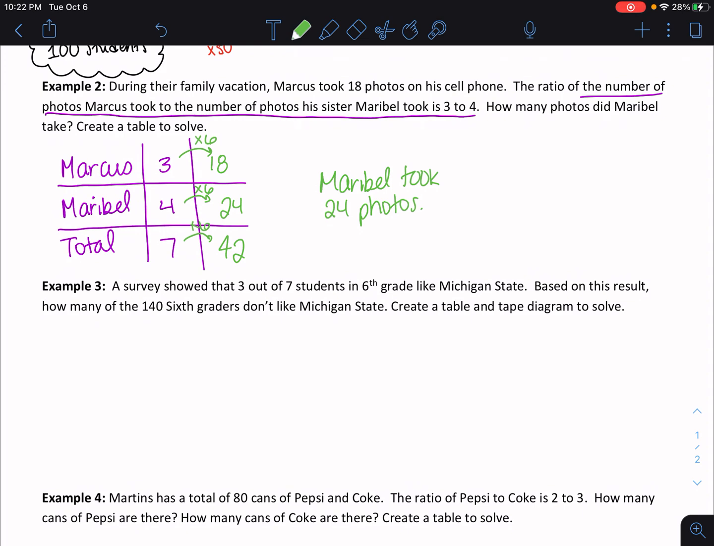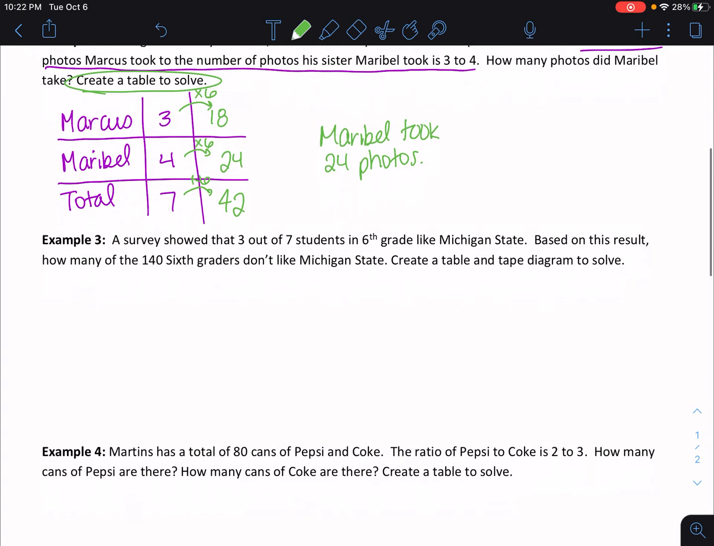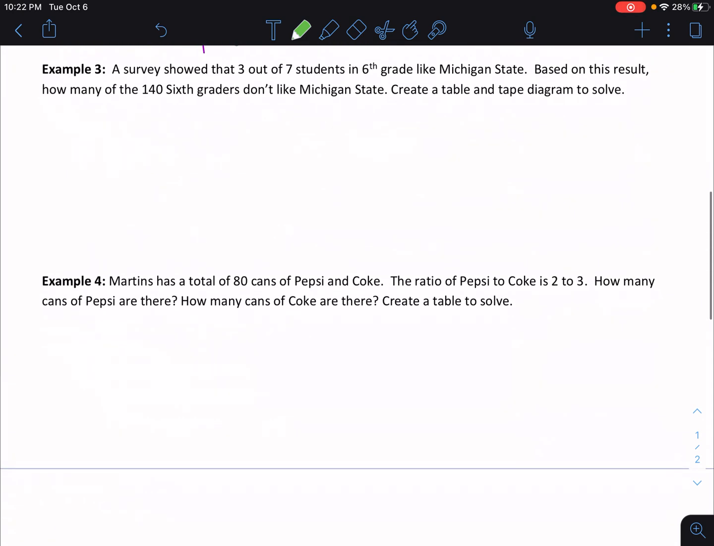So this one just says create a table. That's why we created a table. In example 3, it says a survey showed that 3 out of 7 students in the 6th grade like Michigan State. Based on this result, how many of the 146 graders don't like Michigan State? And then here we're going to create a table and a tape diagram. So I'm going to do both just like example 1.